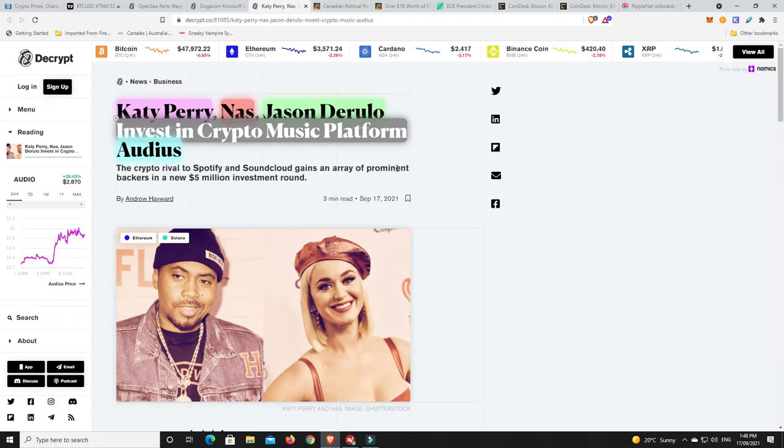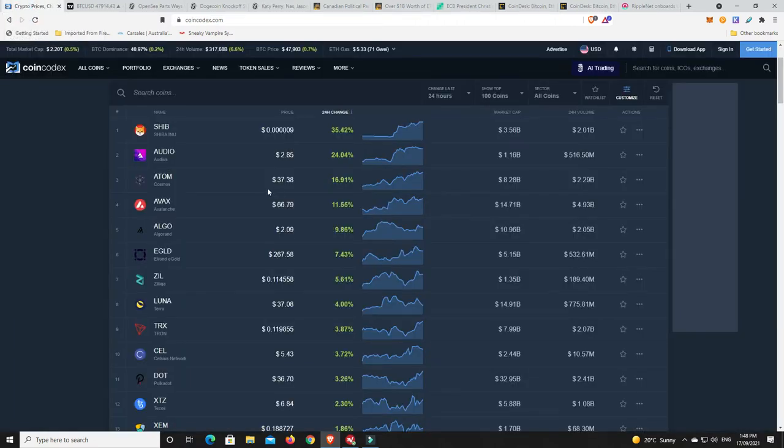It seems like some really big names are getting on board, which is really good. All right, Atom pumping quite nicely. AVAX is just on an absolute rip and tear, and we've got a couple of stories that I'll bring to you about AVAX. Algorand doing nice, eGold, Zilliqa, Luna, Tron. So again, these are all the layer one platforms that are generally doing quite nicely. I mean, Audius isn't a layer one. Shiba Inu, I guess, kind of is, but it doesn't really do anything.